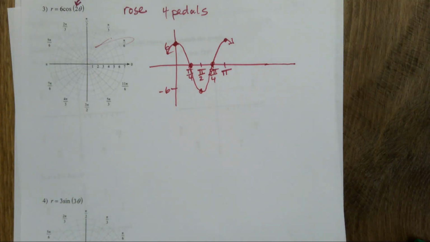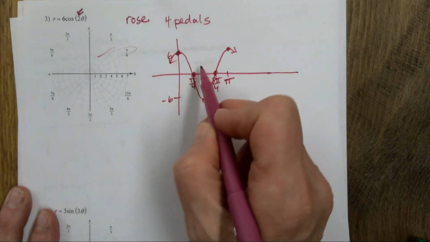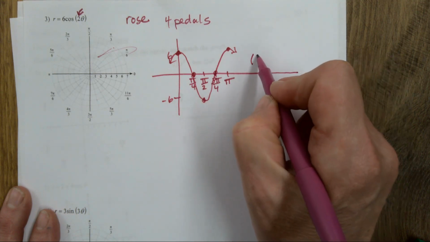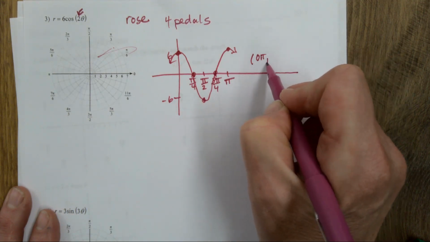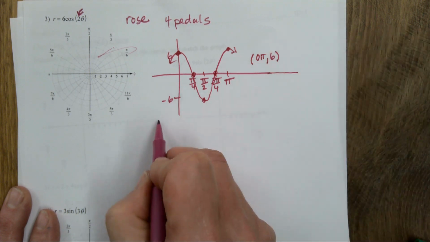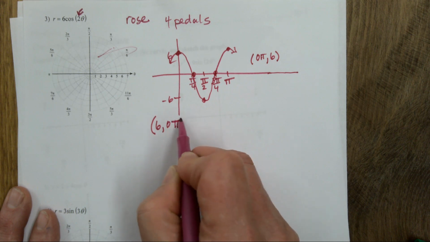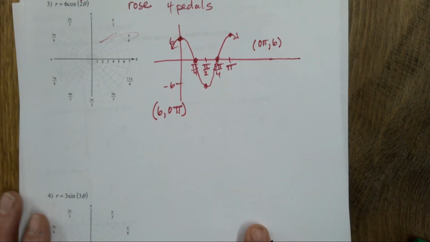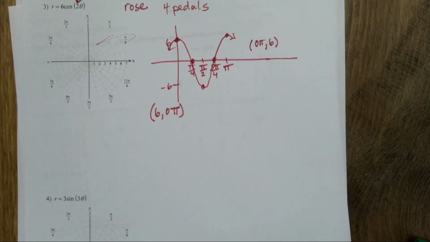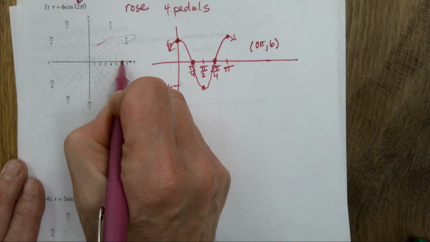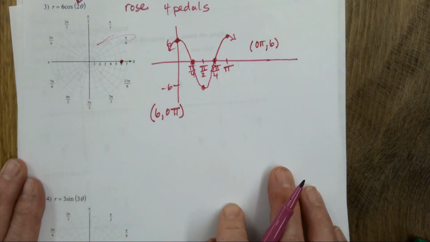Remember that if I were interpreting this as rectangular coordinates, which is how we graphed it, my first point would be 0, pi, comma 6. But in polar, I want the radius first, 6, 0, and that's going to help me graph it. So I have to flip that coordinate and then open it up to the angle. So my first point is start at 6, and don't open.